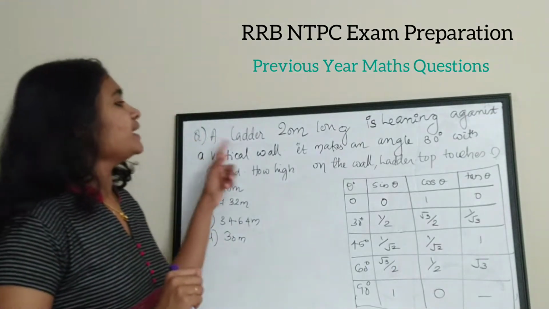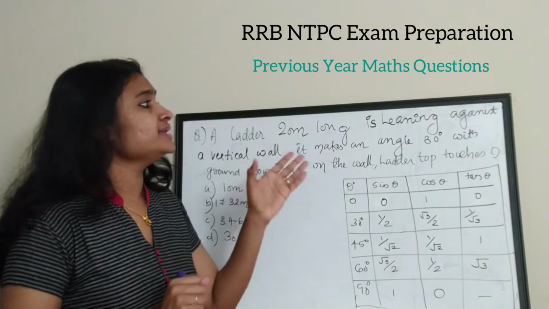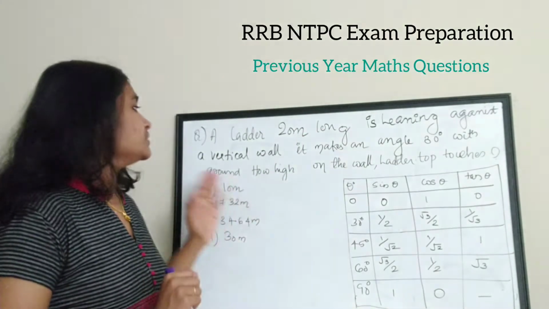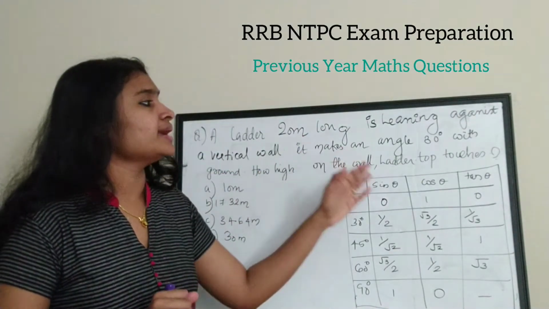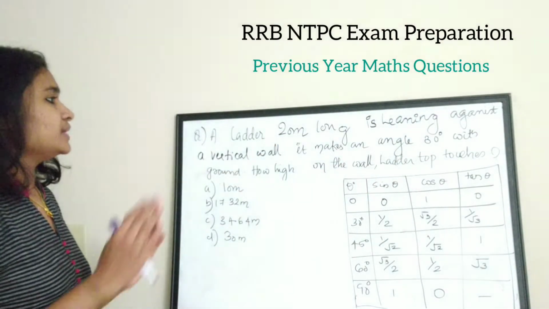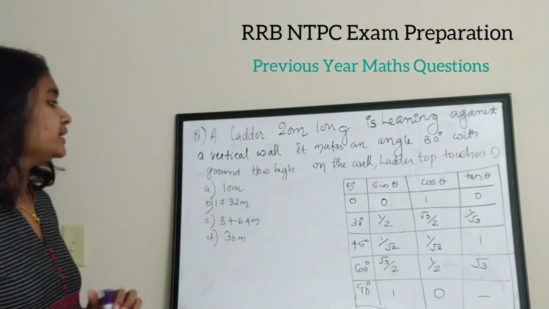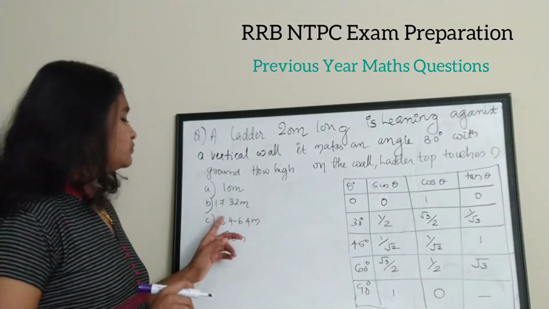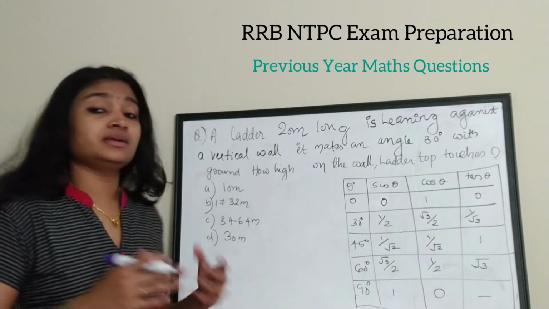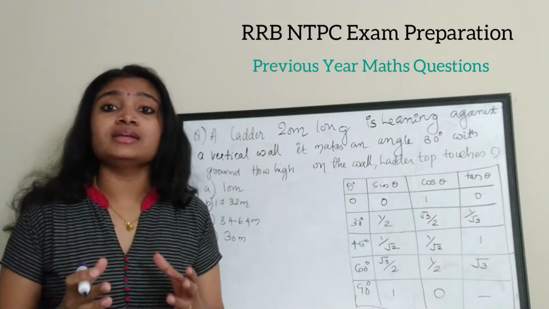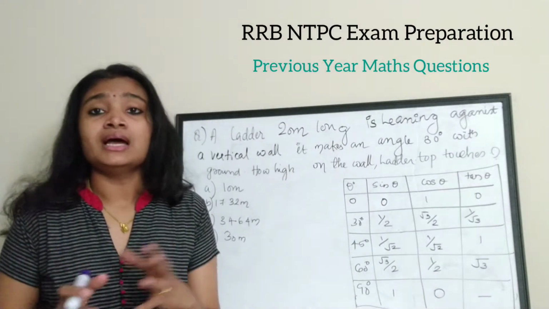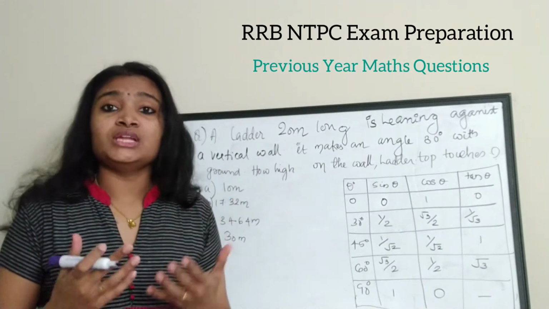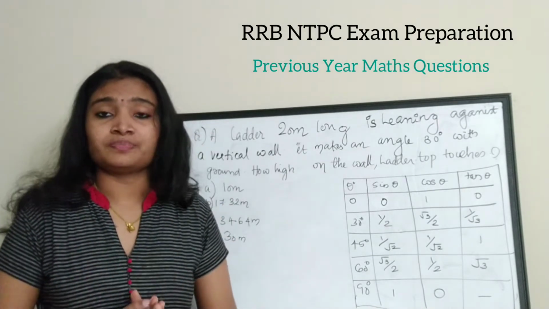Okay, so a ladder 20 meter long is leaning against a vertical wall. It makes an angle 30 degree with the ground. How high on the wall does the ladder top touch? So that is the question, and the options given are option A 10 meter, option B 17.32 meter, C 34.64 meter, option D 30 meter. So in this question, we are given a ladder and we know there is a wall, and we are given an angle also. So what we need to do here is draw a figure from the facts given.